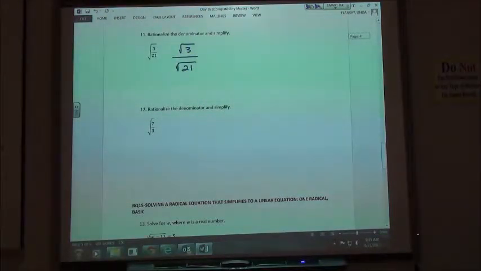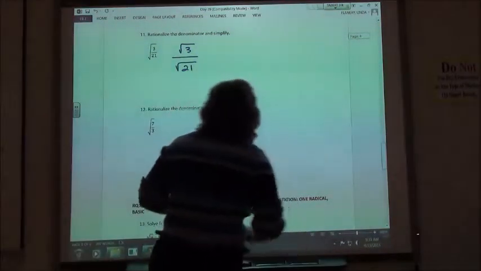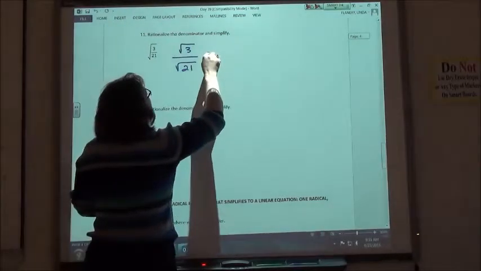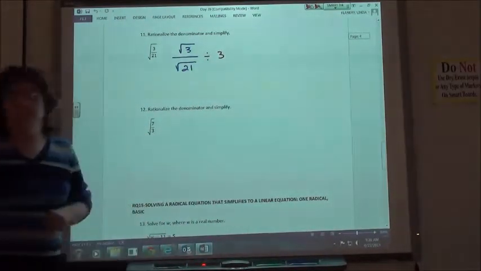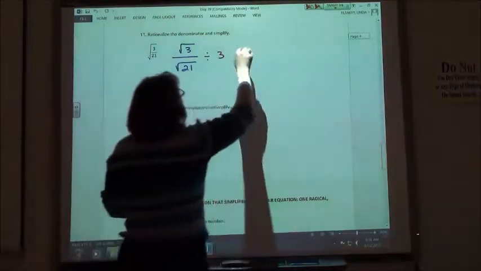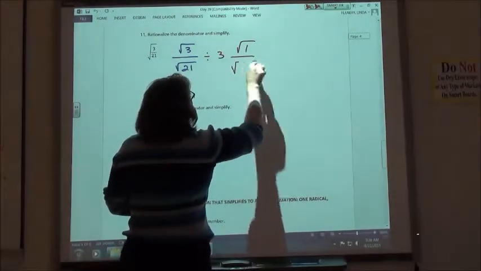Can we simplify? Oh, I can simplify, right? 3 over 21, I can divide those both by 3. That's going to make my problem easier. I could multiply by the square root of 21, but I just have really big numbers to work with. So it's easier if I can reduce first. So if I reduce them down, what am I going to get? The square root of 1 over the square root of 7, right?